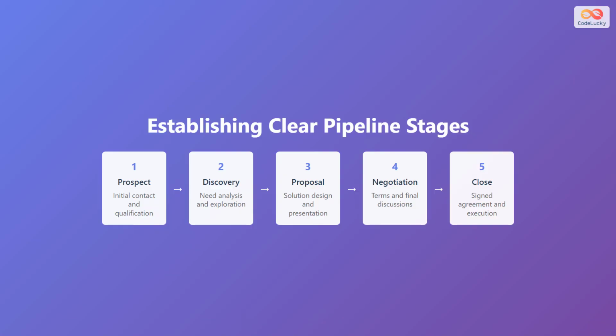Create standardized pipeline stages that match your sales process. A typical pipeline has 5 stages. Stage 1 is prospect, where you make initial contact and qualify if this is a real opportunity. Stage 2 is discovery, where you understand the customer's needs and challenges. Stage 3 is proposal, where you present your solution. Stage 4 is negotiation, where you work out terms and final details. Stage 5 is close, when the deal is signed and execution begins. Make sure every team member understands exactly what each stage means.